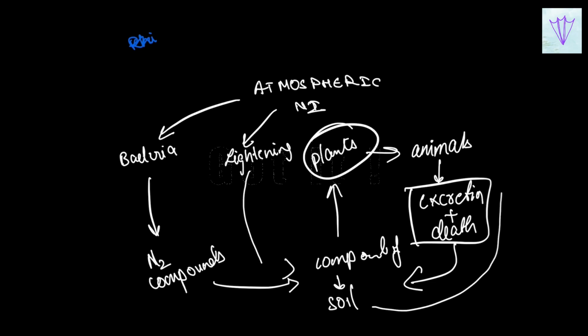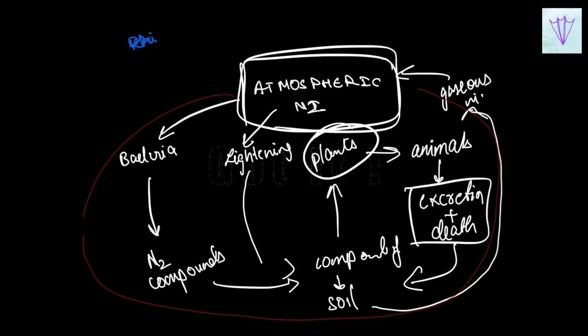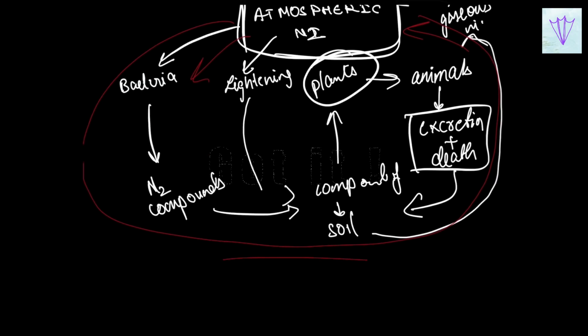Then bacteria turn the compounds of nitrogen in the soil into gaseous nitrogen, and then they are replenished as atmospheric nitrogen. With this we can understand that the percentage of nitrogen in the atmosphere remains more or less constant, because there is a proper cycle in the utilization of nitrogen. Once it is taken, it is also replenished at the same rate. With this we understood the nitrogen cycle.